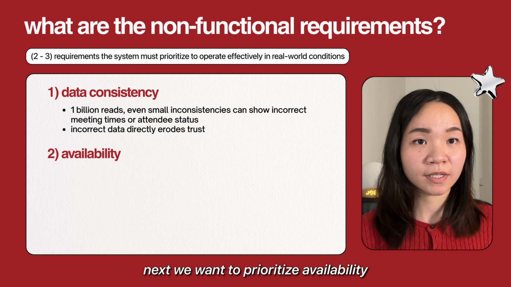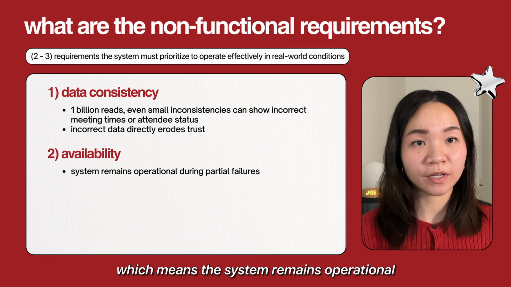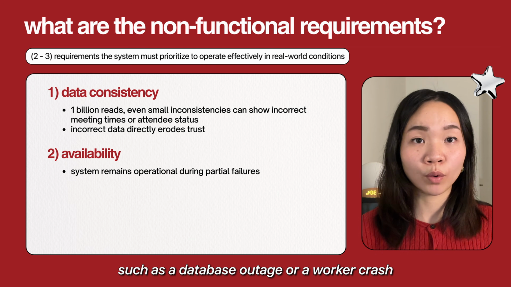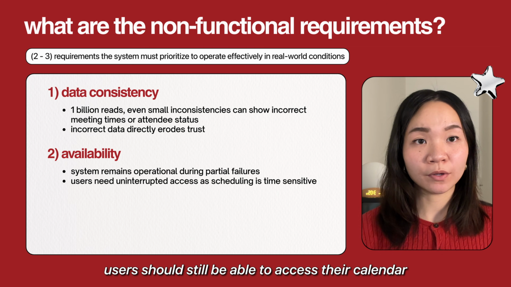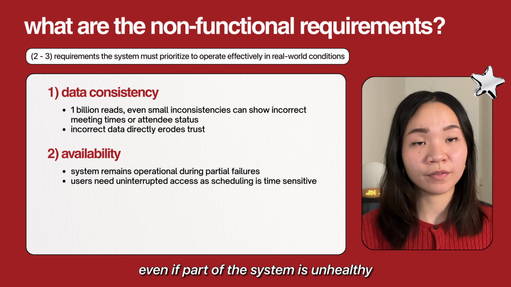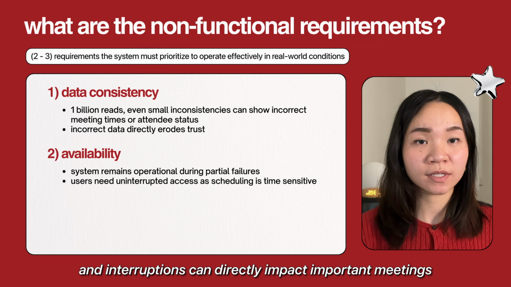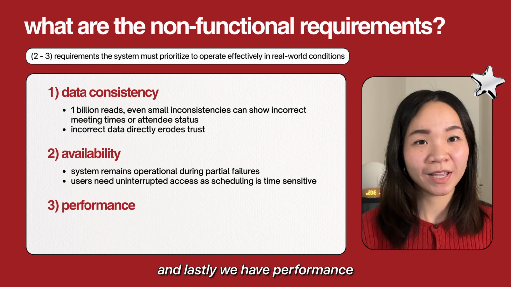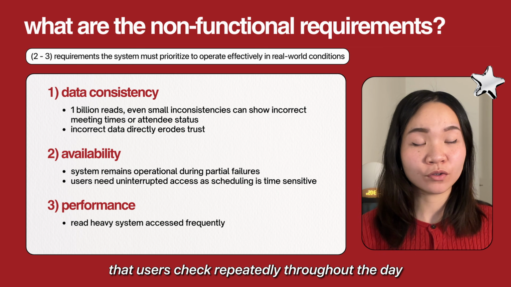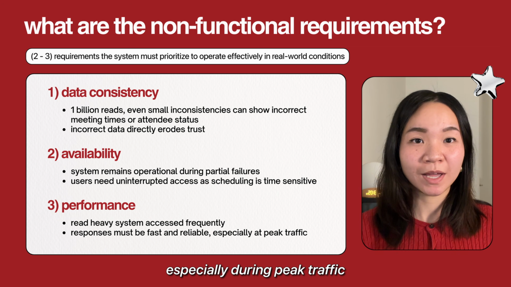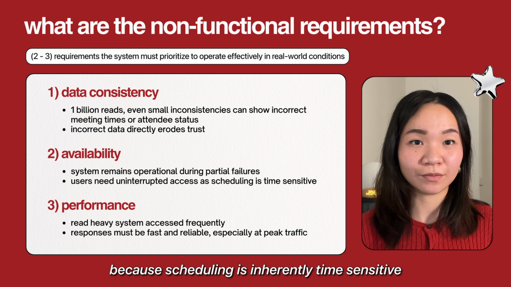Next, we want to prioritize availability, which means the system remains operational even when components fail, such as a database outage or a worker crash. Users should still be able to access their calendar even if part of the system is unhealthy, because scheduling is time-sensitive and interruptions can directly impact important meetings. And lastly, we have performance. This is a read-heavy system that users check repeatedly throughout the day. Responses need to be fast and reliable, especially during peak traffic, because scheduling is inherently time-sensitive.